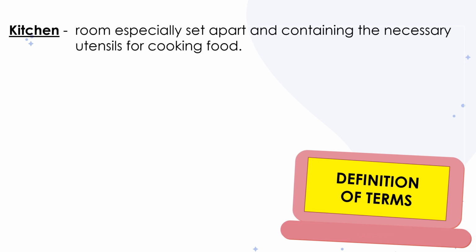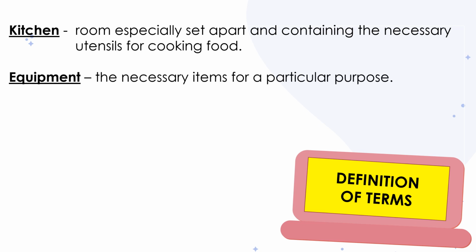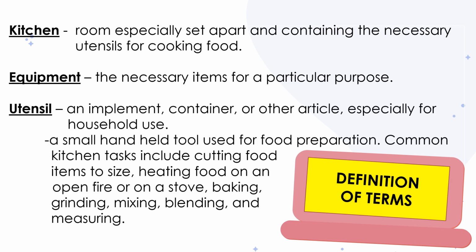Let's now move on to the definition of terms. Kitchen. Room especially set apart and containing the necessary utensils for cooking food. Equipment. The necessary items for a particular purpose. Utensil. An implement, container, or other article, especially for household use. A small handheld tool used for food preparation.